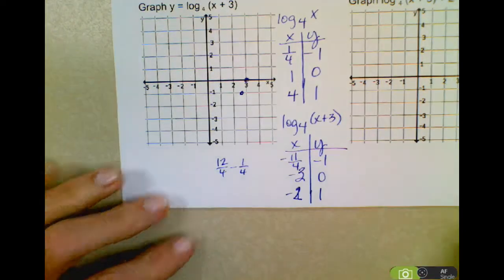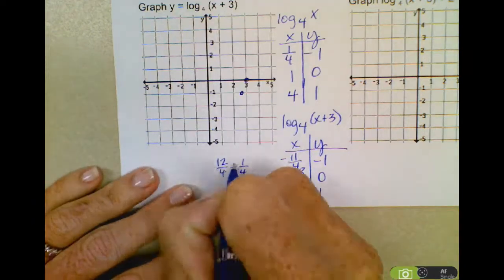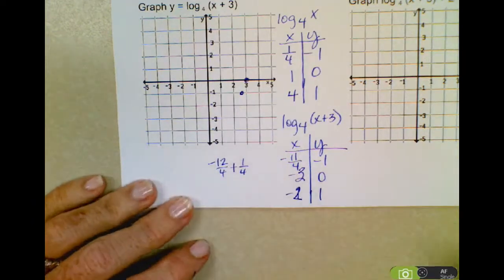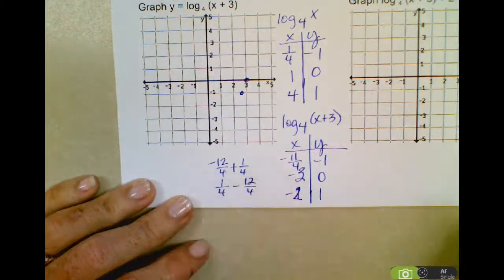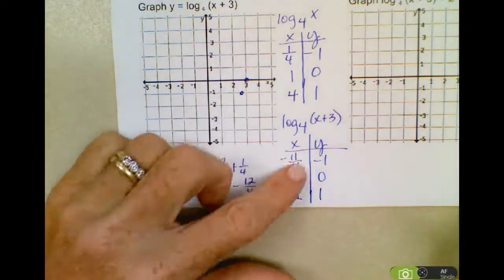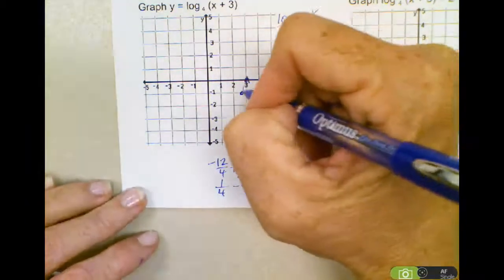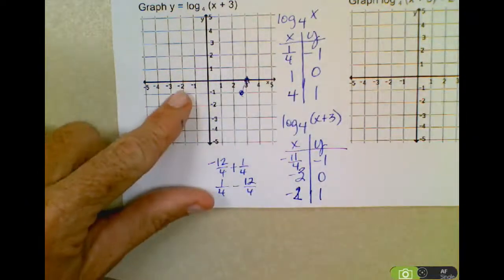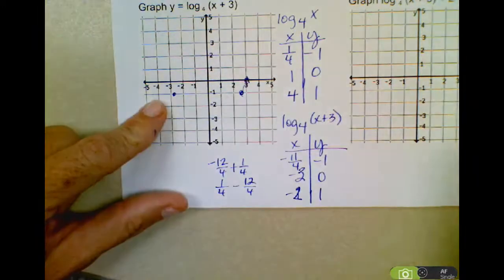This should be a -11/4. That would make more sense, wouldn't it? Because this was -12/4 plus 1/4, or 1/4 minus 12/4. Sorry about that. I was thinking my graph is off. There should be a negative in there somewhere. So please ignore these two spots. It should be -11/4, which is almost 3, down 1, right there.